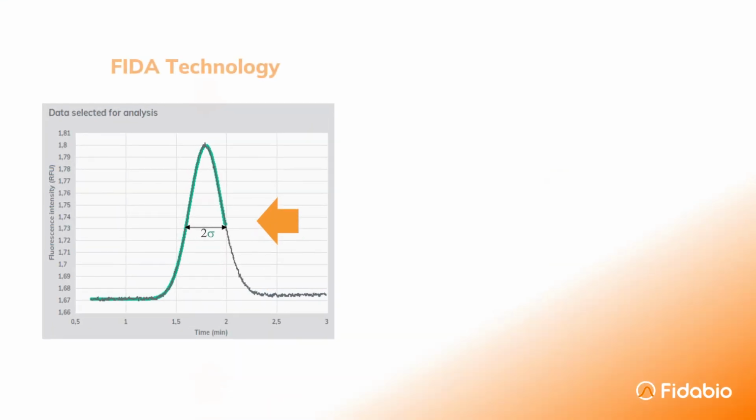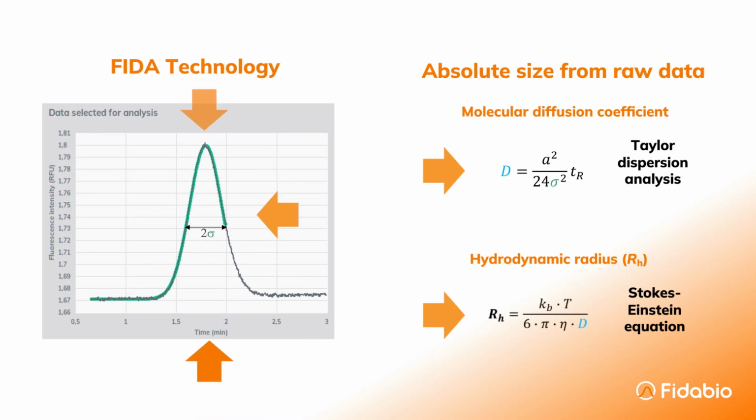In a FIDA measurement, the software fits the raw data, and based on the peak width, the curve fit leads to the diffusivity, here indicated with a blue D in the first equation, that is used to calculate the hydrodynamic radius via the Stokes-Einstein equation. Note that the residence time, indicated here with TR, is the time of the top of the peak reaching the detector. TR is linearly proportional to the viscosity. Therefore, the FIDA1 directly measures viscosity, which is part of the Stokes-Einstein equation.